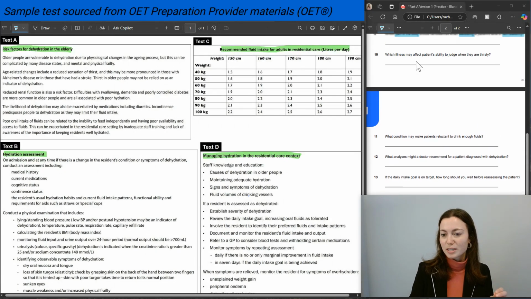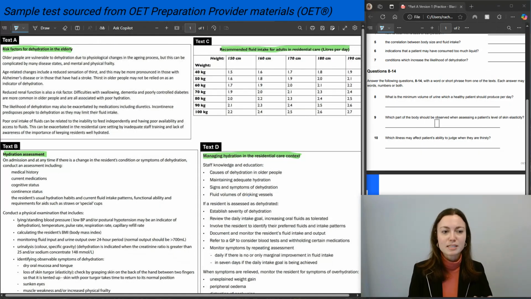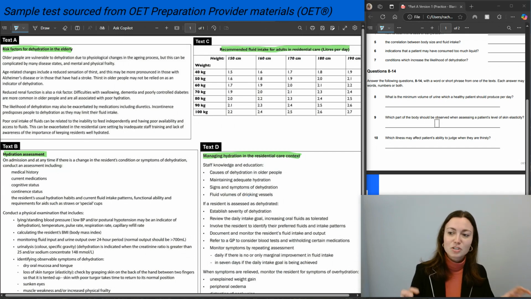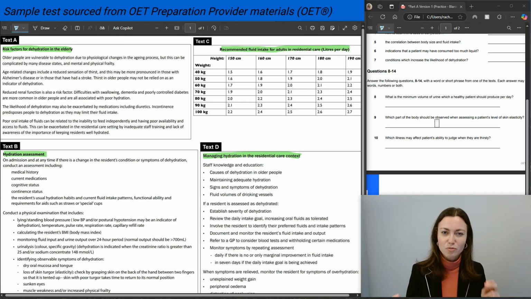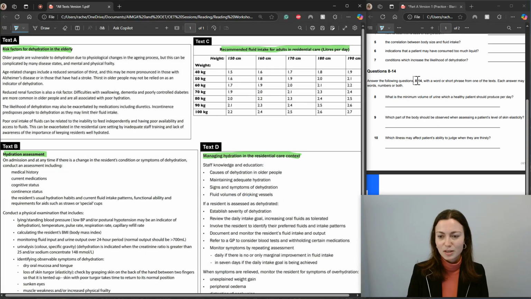Now, for these questions, what you have to do is find either a word or a short phrase in the text that answers the question. The questions might involve numbers, it might be just words, and in your answer, you have to be careful with formatting that. So let's jump right in with question 8. What is the minimum volume of urine which a healthy patient should produce per day?